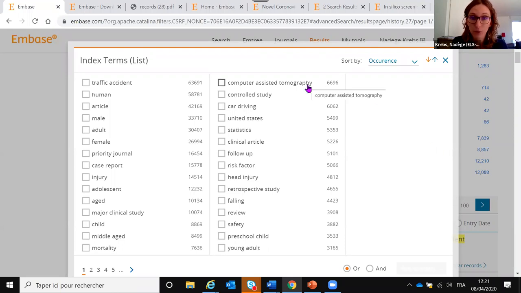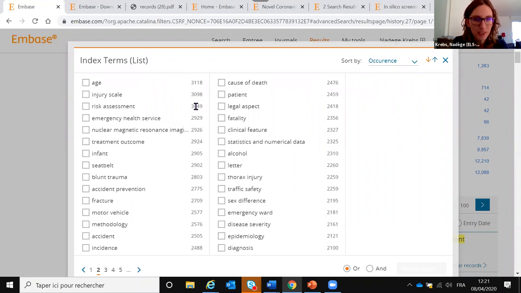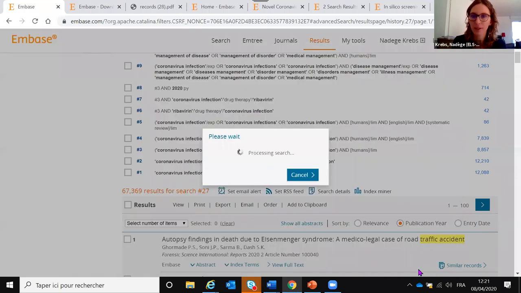Actually, there's also a lot of computer assisted tomography. That's a term that pops up a lot. Head injury. So you see, you can also select, you see what are the other terms that are emergency health services, NMR, seatbelt, blunt trauma. So here you have an overview and you can say, yeah, actually what I want to know is fractures that are due to traffic accidents, for example. And you would select here and you can say that you want to add that term to the query.